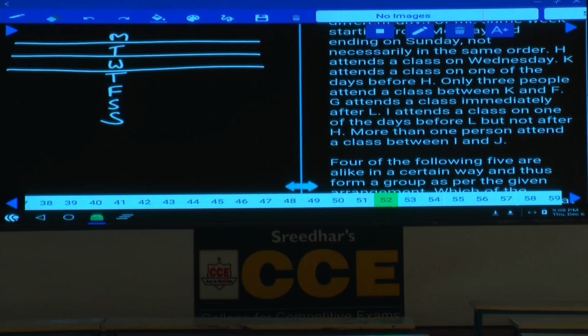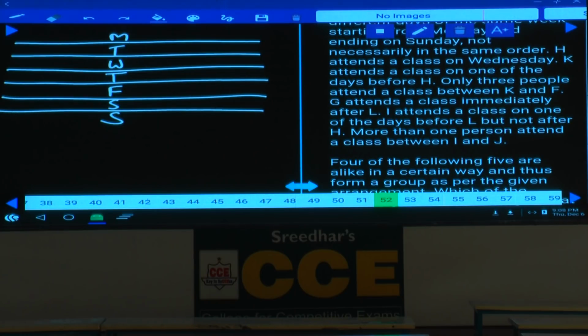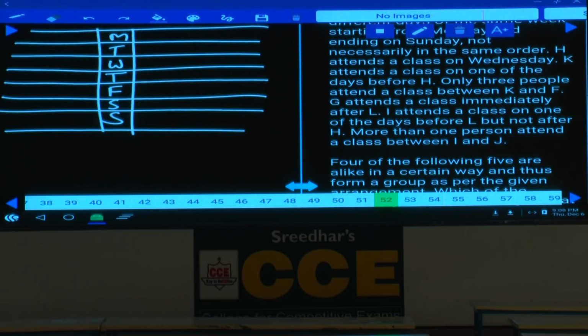Now whenever these days, floors or months were given, always write at the center and extend the lines like this. Then condition number 1. Now in this condition number 1, tell me what is the first condition here? H attends a class on Wednesday, that is clearly given. H will be at this place. K attends a class on one of the days before H. K can be here, that is one possibility. Then what is the other possibility here? K can be on Monday. As there are 2 possibilities, we are working these 2 separately.